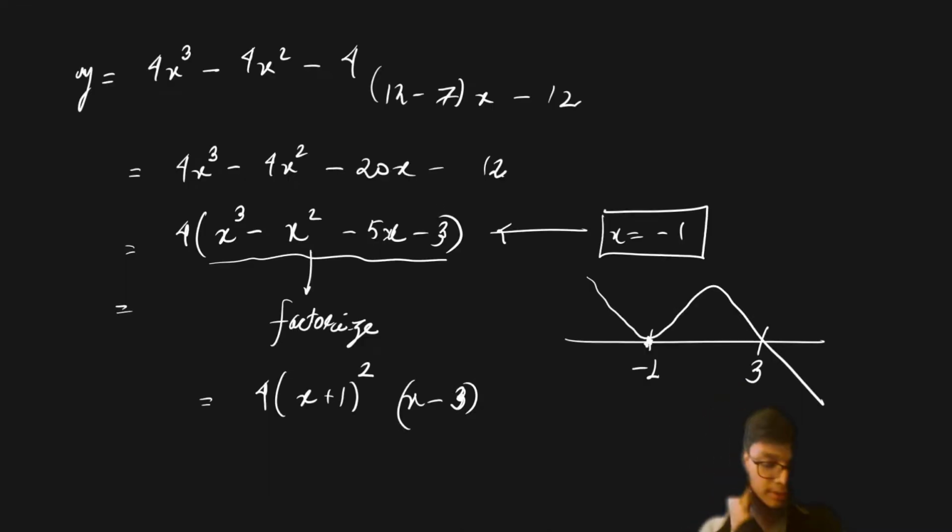Because if you factorize this, it is having a double root. Okay, it is having the same root at x equal to minus 1. x equal to minus 1 is a double root. Okay, it is basically like touching the x-axis at one point. It is not cutting it.